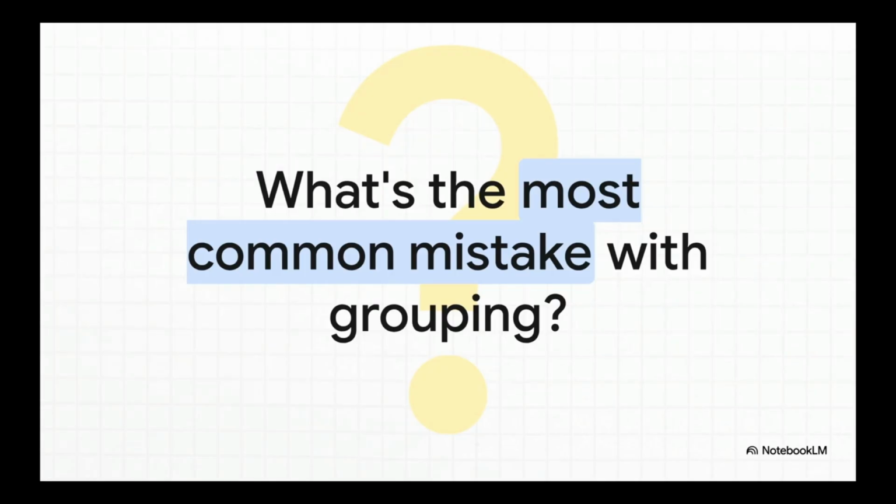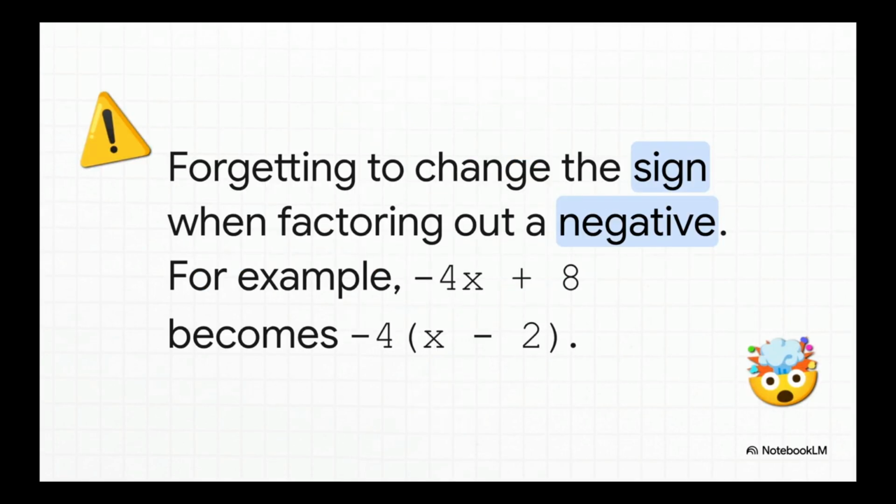Now, this method is super powerful, but there is one little trap that gets people all the time. Can you guess what it is? It's all about the plus and minus signs. And there it is. When your second group starts with a minus sign and you factor out a negative number, you have to remember to flip the sign of the second term inside the parentheses. So for instance, if you're factoring -4 out of -4x plus 8, you're left with x minus 2, right? Because that -4 times a -2 gets you back to that positive 8. Watch out for that one.